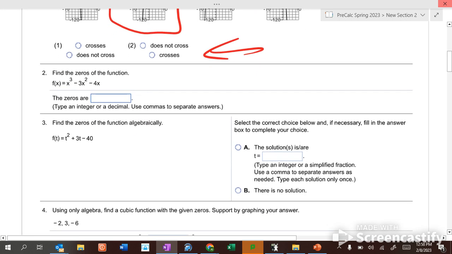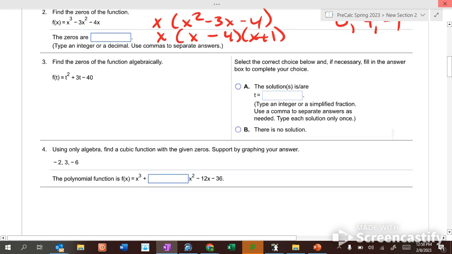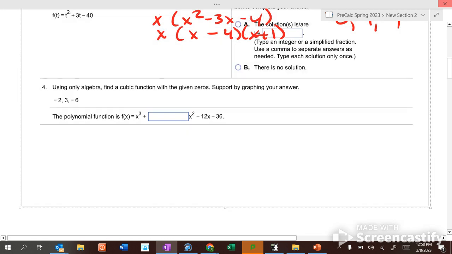What are the zeros of this function? How do I find the zeros? First, I factor out an x, and I get x squared minus 3x minus 4. And then I factor x minus 4, x plus 1. And so 0, 4, and -1 are my zeros. Find the zeros, you factor. If you can't factor, you do the quadratic formula. Now, these are the zeros.